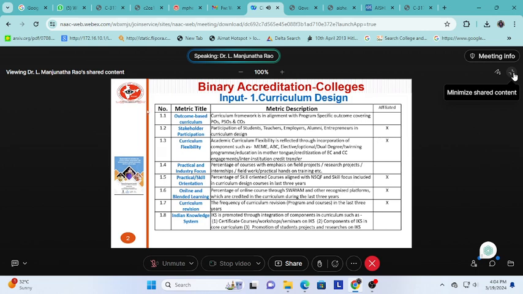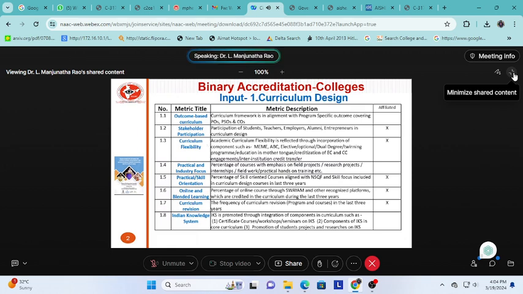So the first metric which is applicable for both autonomous colleges and affiliated colleges is the curriculum framework in alignment with program specific outcomes, covering POs, PSOs and COs. The second one is stakeholder participation.